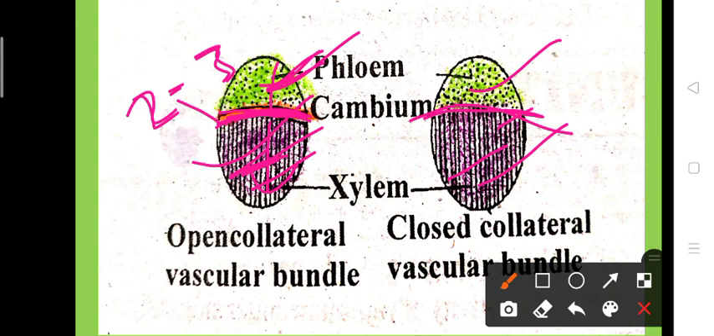Protoxylem means the first formed part of the xylem. Metaxylem forms later. Protoxylem tracheids have spiral thickenings on their radial walls. Metaxylem tracheids' radial walls possess bordered pits. Xylem consists of tracheids only. Phloem consists of sieve tubes and phloem parenchyma, and companion cells are absent.